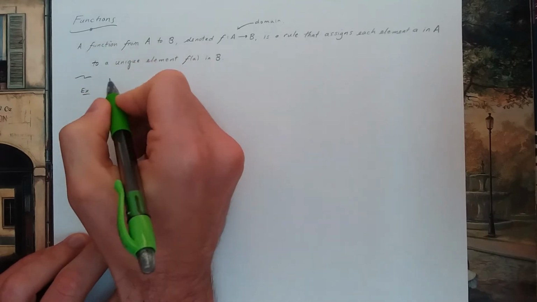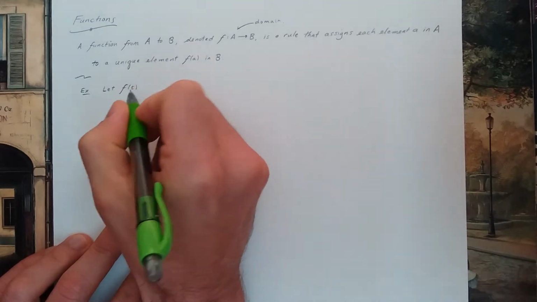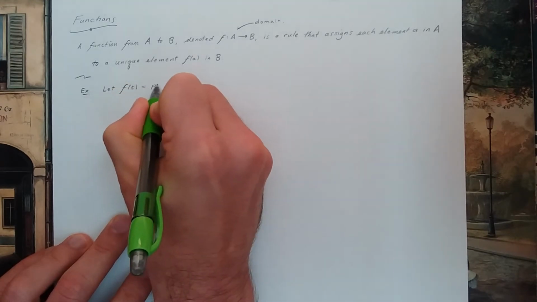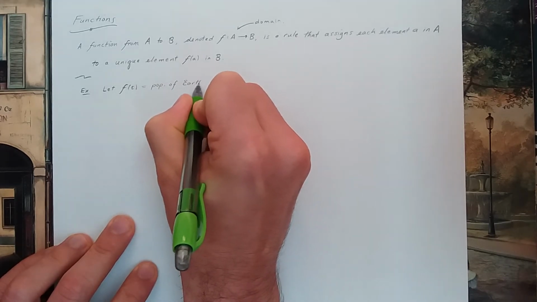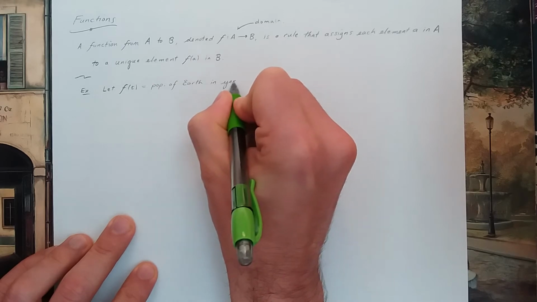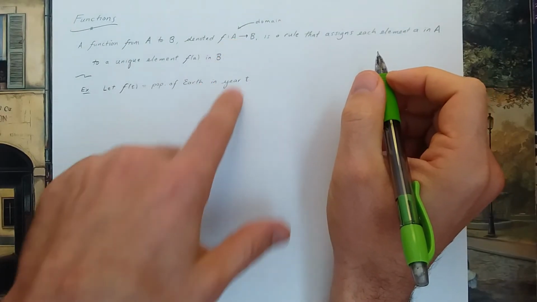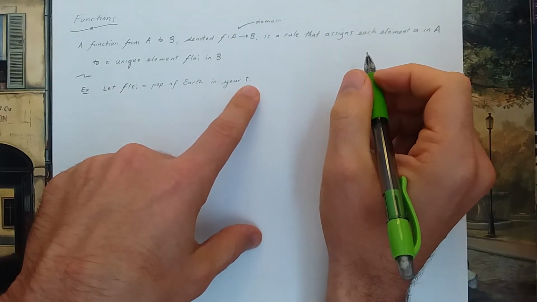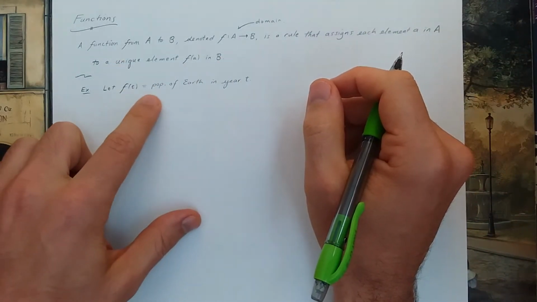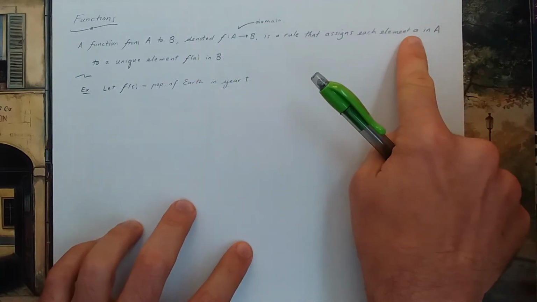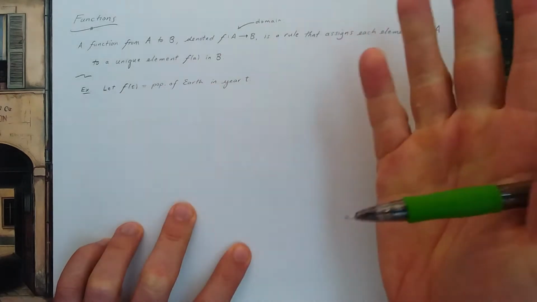So here's our first example. Let f of t be the population of the planet Earth in year t. So in this case, my domain is the set of all possible years, so all real numbers, and this is a function because every single year you could think of has some population of humans on Earth.